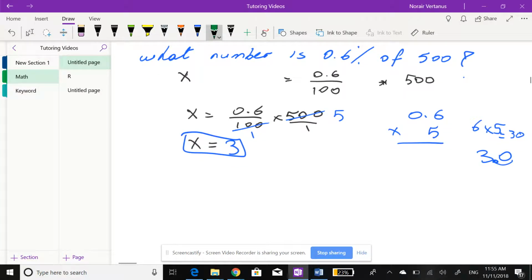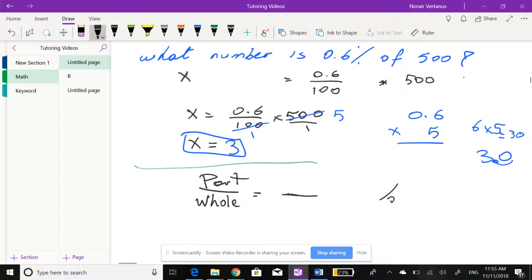So let's draw a line here. And then doing part to whole, to answer this question, what number is 0.6% of 500? So you want to write part to whole. The formula for part to whole: part to whole is equal to the percent in fraction. In this case, we know it is 0.6%, so it's going to be 0.6 over 100. So this is what we have.